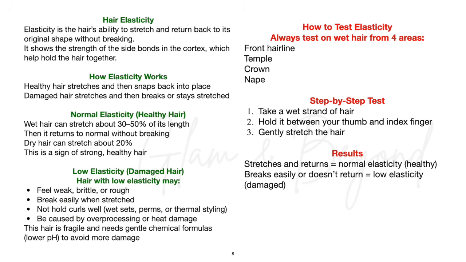Hair elasticity. Elasticity is the hair's ability to stretch and return back to its original shape without breaking. It shows the strength of the side bonds in the cortex, which helps hold the hair together. How elasticity works. Healthy hair stretches and then snaps back into place. Damaged hair stretches and then breaks or stays stretched.